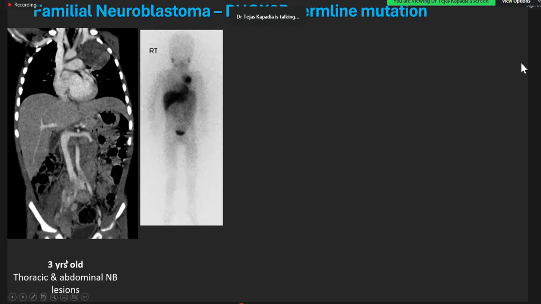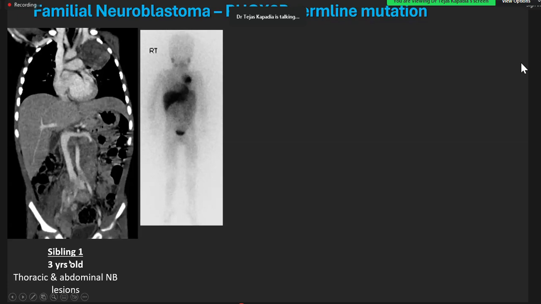This was a 3-year-old who presented with thoracic and abdominal masses, and you can see this large mass lesion in the left upper chest along the mediastinal reflections. And then you see this large soft tissue, mainly in the retroperitoneum along the iliac chain. So neuroblastomas showing uptake on the MIBG scan in that area.